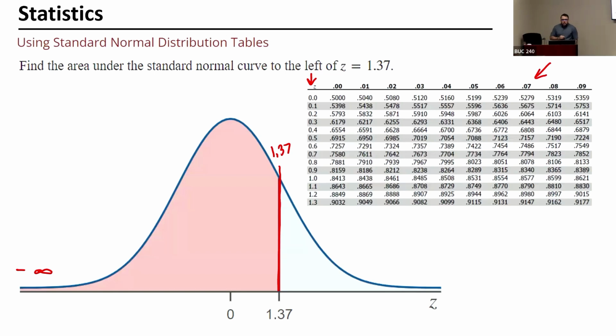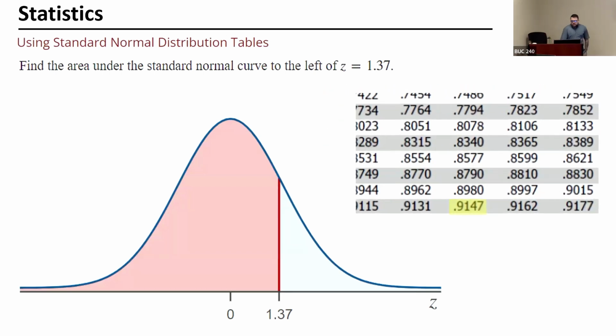So if we started looking for 1.37, notice, using my amazing PowerPoint skills, you got 1.3, then you got 0.07. You add those together, you get 1.37. We find out where those intersect. And they intersect right there at 0.9147. What is that saying? What does that mean?